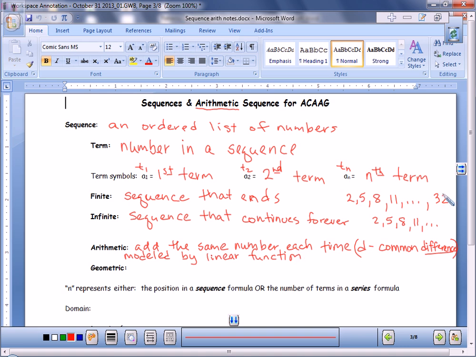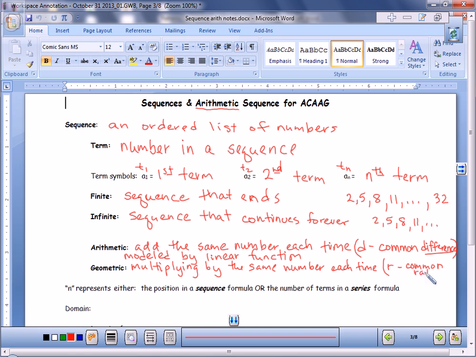Now geometric is a little different. Instead of adding the same number each time, we are multiplying. This is the one we'll look at tomorrow. We're multiplying by the same number each time. This is represented by an R for a common ratio, because if we take any term on a geometric and divide it by the term in front of it, that gives us the common ratio.